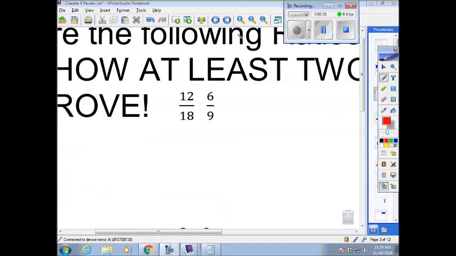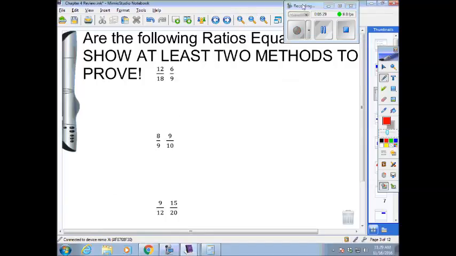Let me just record it. So just watch. I don't want you writing, I want you watching. Okay, are the following ratios equivalent? Show at least two methods. So here today, we're going to show three methods. Now there is the big three and then what I call the little fourth, right?